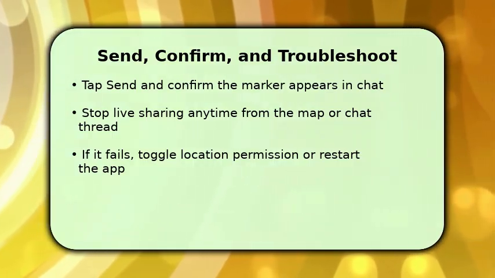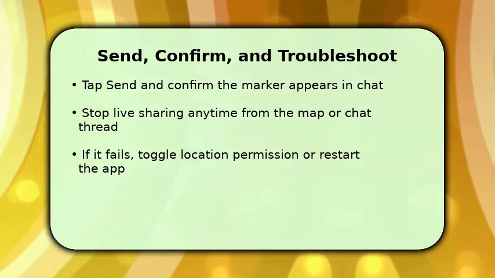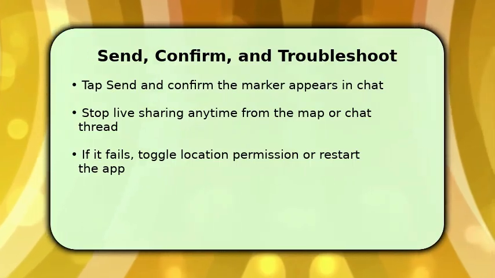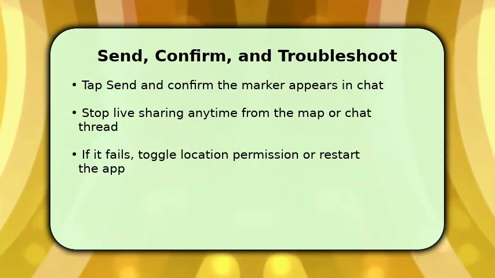If sending fails, make sure Messenger still has location permission, toggle it off and on, and restart the app. Sometimes a quick reconnect fixes permission or GPS hiccups. If problems persist, reboot the device and retry.